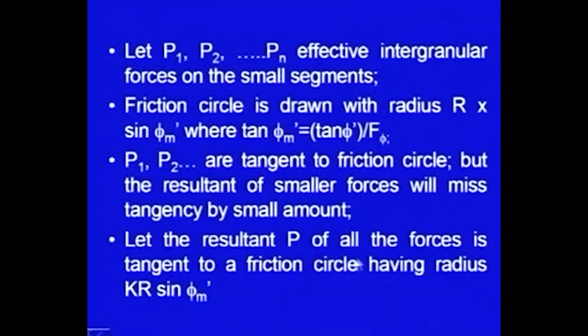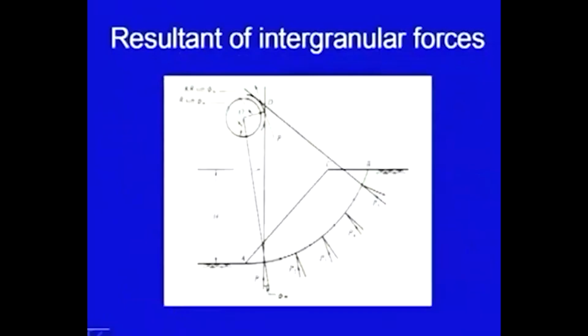Let the resultant P of all the forces be tangent to a friction circle having radius k into r into sine phi m dash. So, let us say there is a factor k which we have to multiply, so that we get a modified circle, you can call it a modified friction circle, a little bit larger one, so that this resultant tangentially touches this circle.